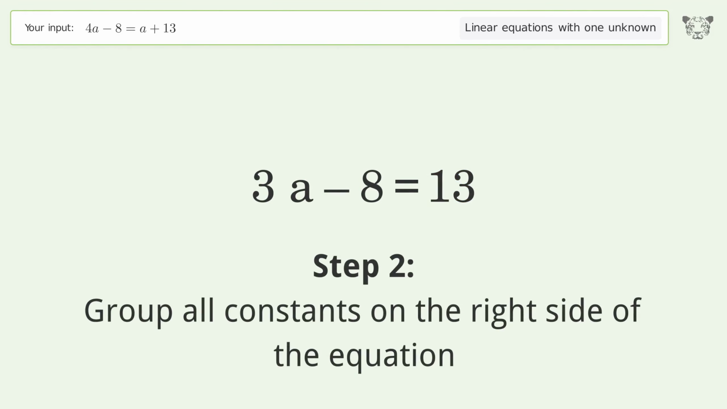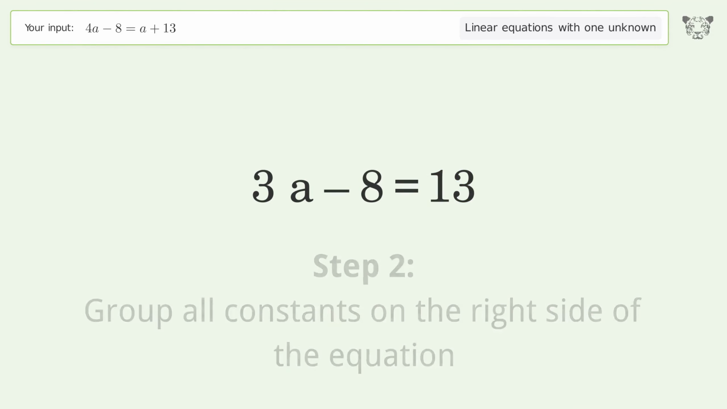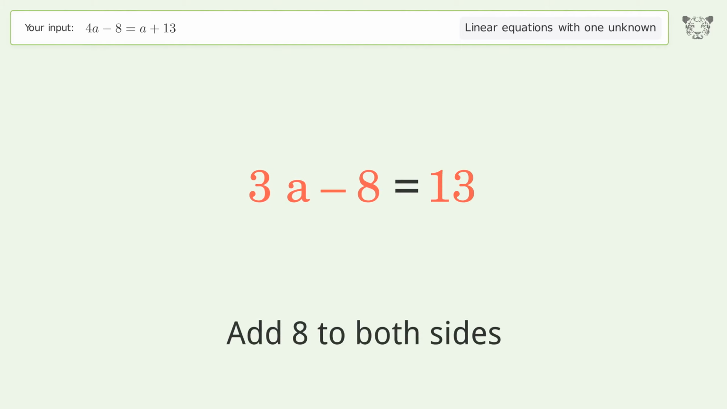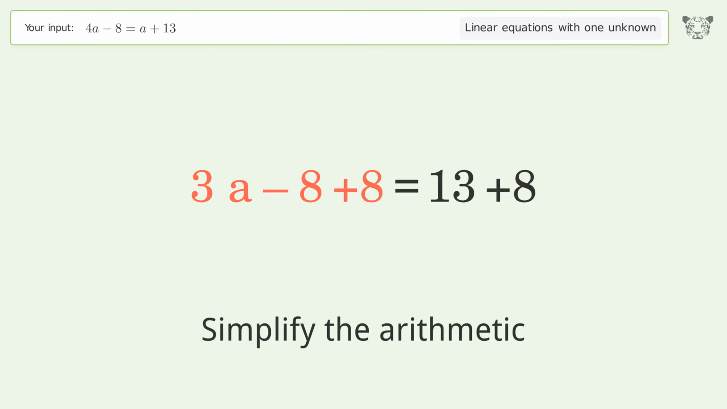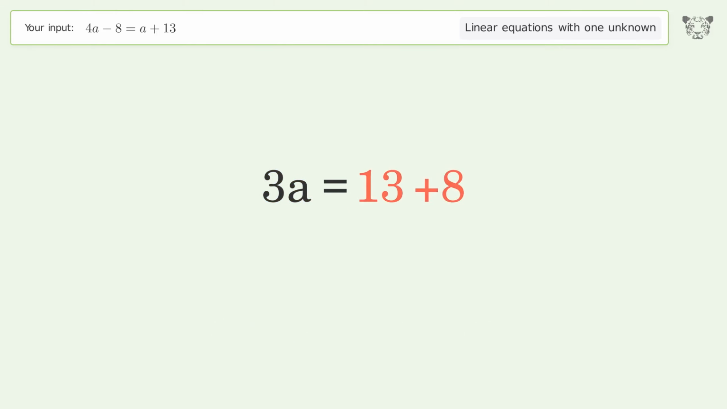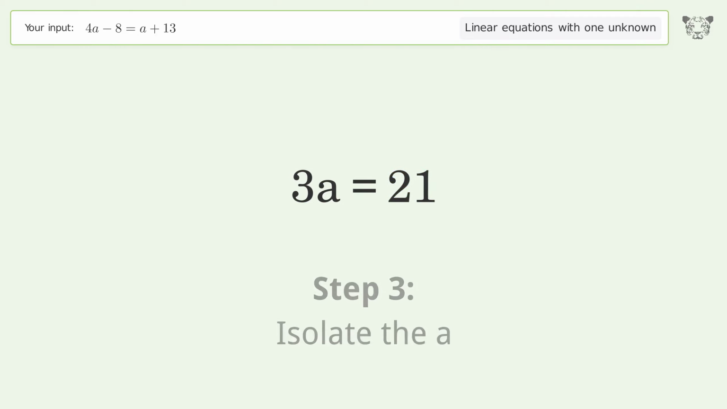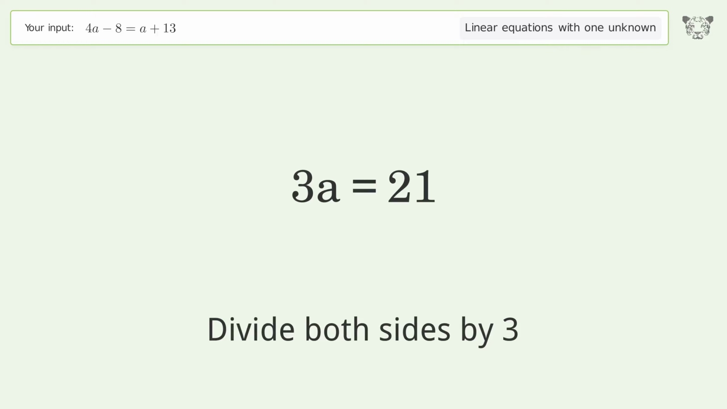Group all constants on the right side of the equation. Add 8 to both sides. Simplify the arithmetic. Isolate the a. Divide both sides by 3.